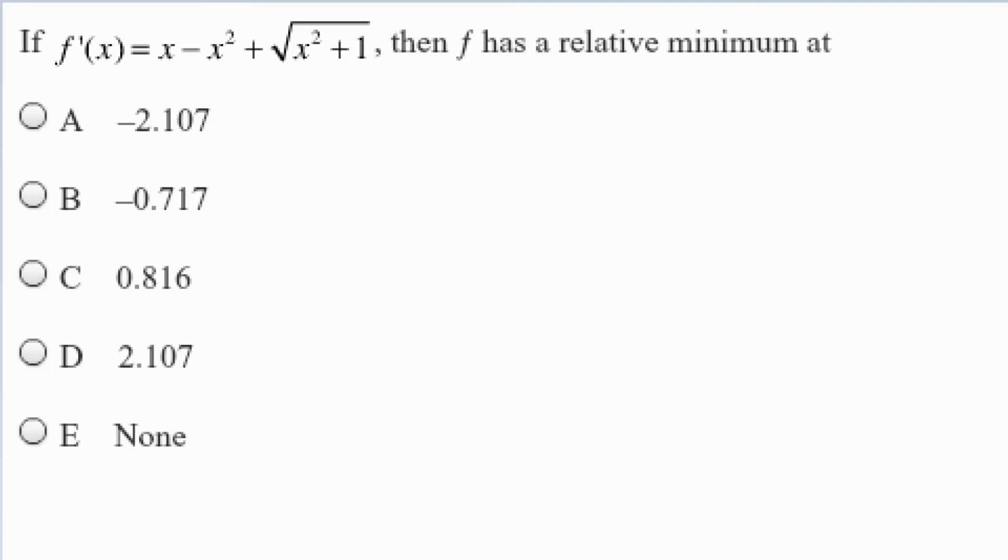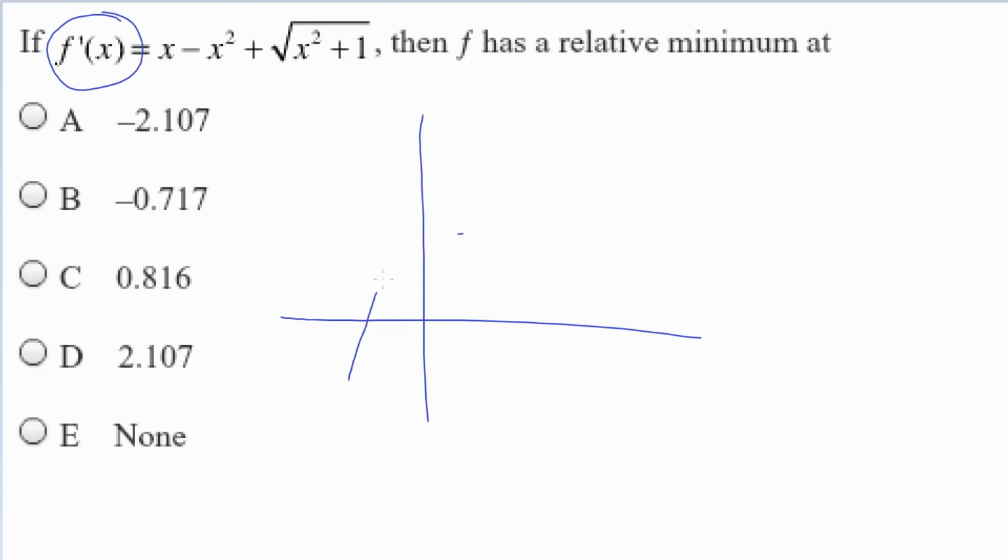All right, let's look at another multiple choice. Now we're getting to the calculator options. So f prime of x equals this function, then f has a relative minimum at. So the first thing we want to do is graph the derivative. We get that in our calculator. We get something like this.